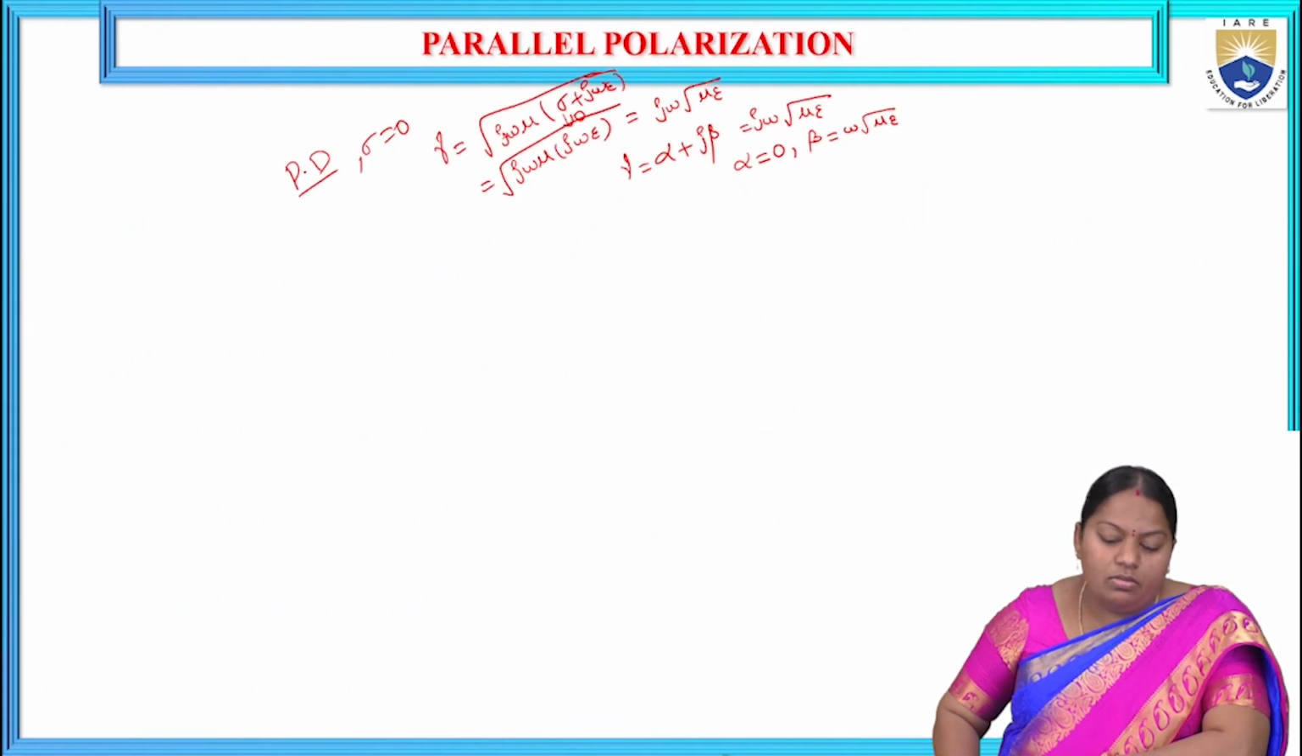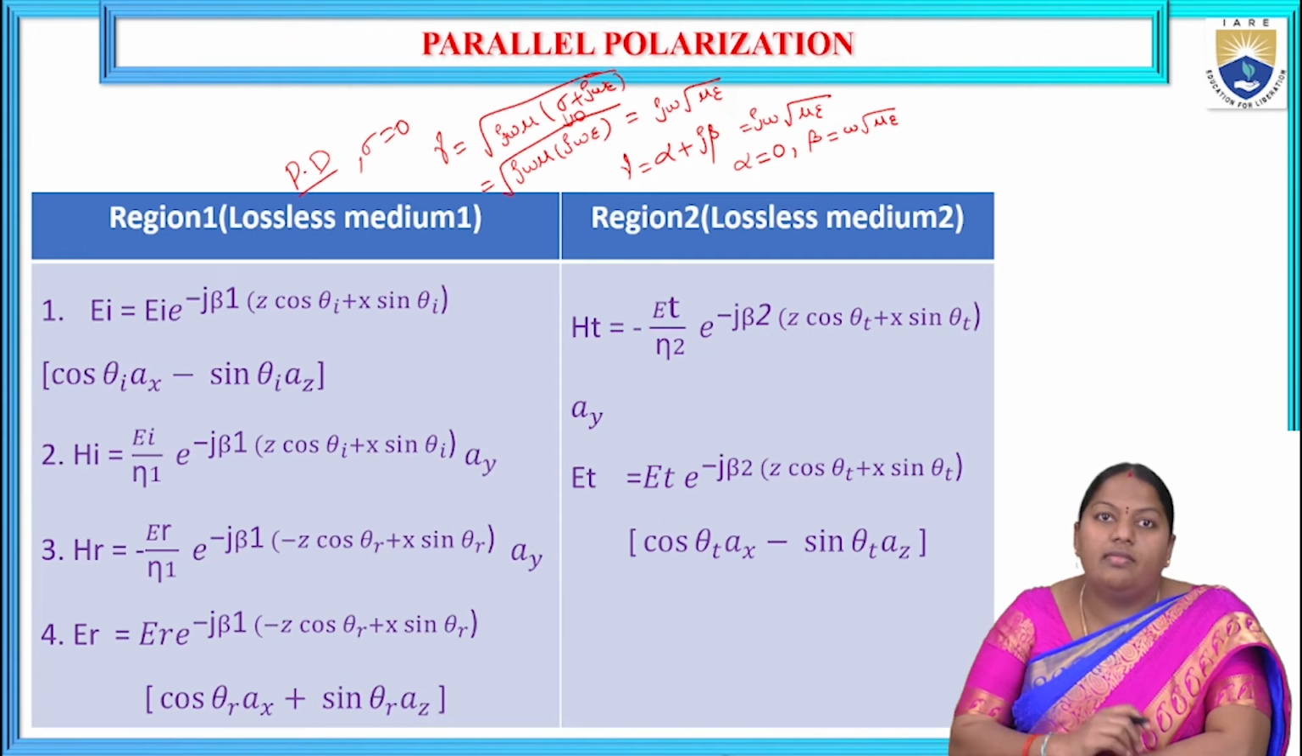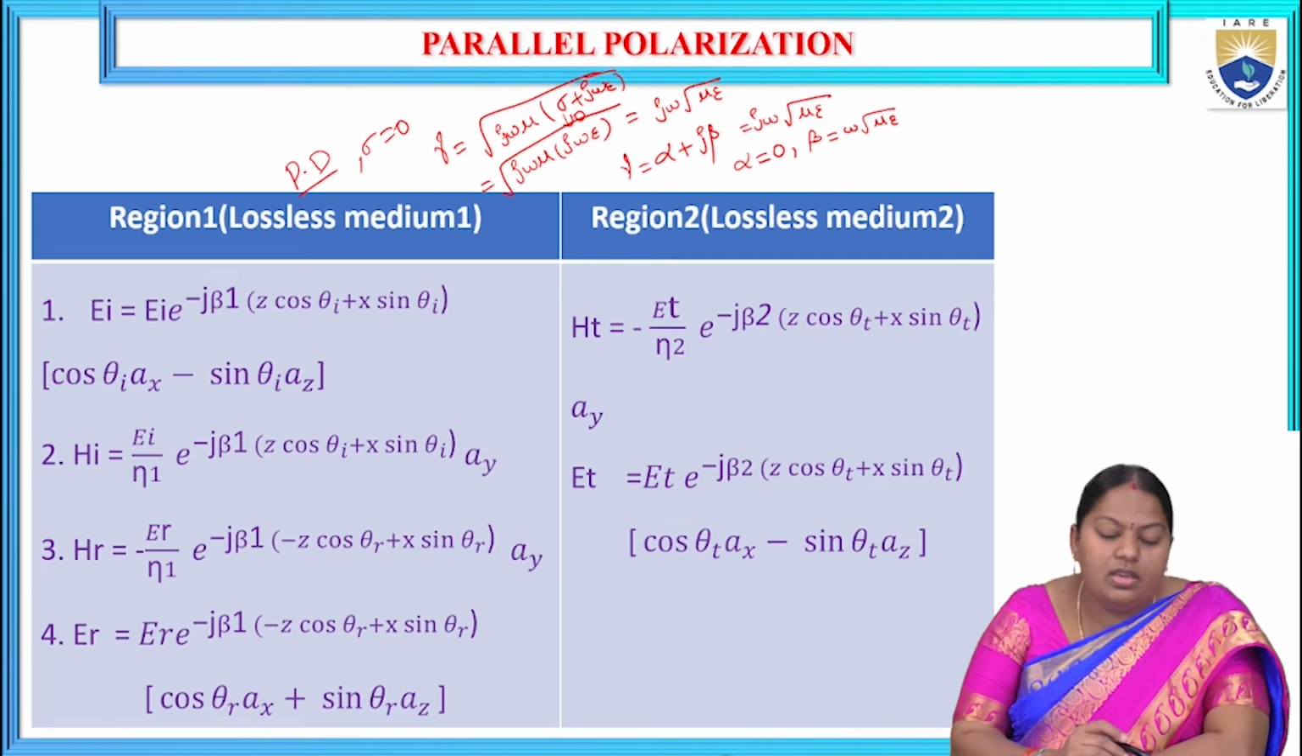We are tabulating now all the 6 equations in a single format. HI is equal to EI by eta 1 e power minus j beta 1 into z cos theta I plus x sin theta I, into AY. Similarly for HR and ER equations.